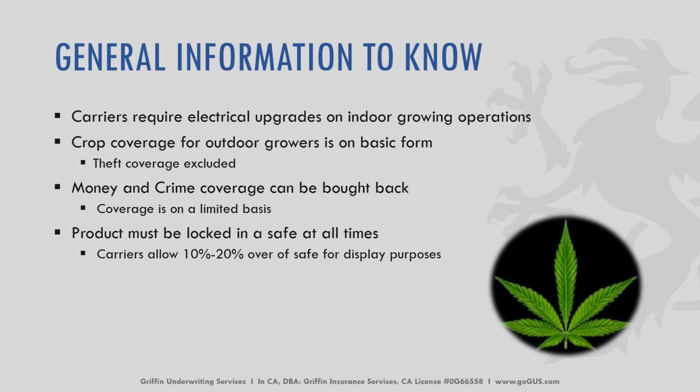Some general information to know about this particular product. Carriers typically require electrical upgrades on indoor growing operations. Crop coverage for outdoor growers is written on a basic form if it's available without theft coverage. Theft coverage is excluded. Money and crime coverage can be bought back. It's typically on a limited basis. And the product must be locked in a safe at all times, especially during non-operating hours. So the carriers typically will allow 10 to 20% over the safe for display purposes, but most of the product needs to be in some sort of locked safe.